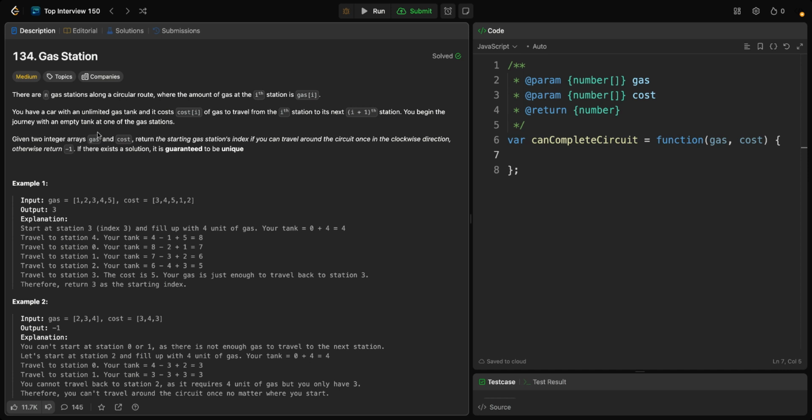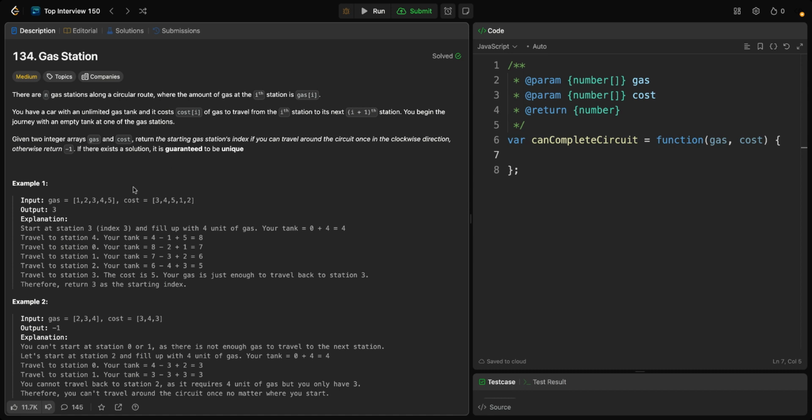Given two integer arrays, gas and cost, return the starting gas station's index if you can travel around the circle once in the clockwise direction. Otherwise, return -1 if there does not exist a solution. It is guaranteed to be unique.